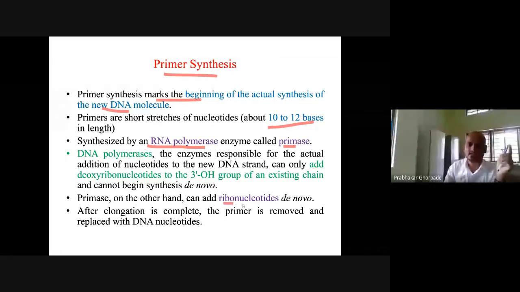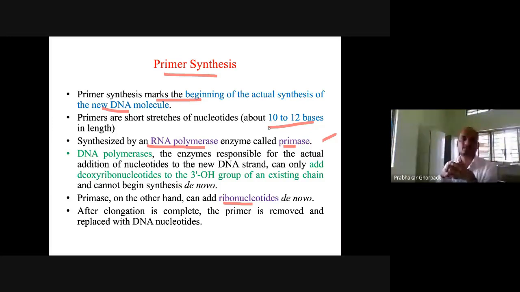Primase can only add ribonucleotides de novo. After elongation is complete, the primer is removed and replaced with DNA nucleotides. So when we say DNA molecules, it should only have DNA, but now we are talking about a primase enzyme adding RNA, and this RNA molecule is helping in RNA primer formation. So this RNA is present during the replication process, but after elongation is complete, an RNase H enzyme is there, which will remove this primer. So this primer is removed at the end of the elongation.